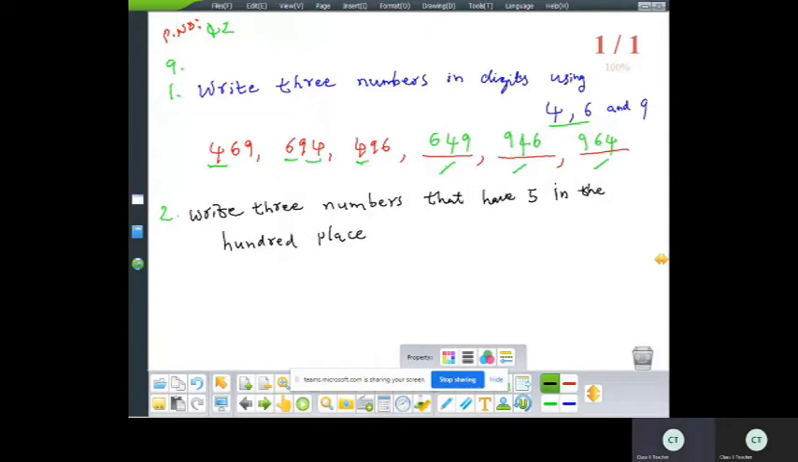Write three numbers that have 5 in the hundred place. We are given one number, 502. We have to write the remaining numbers.